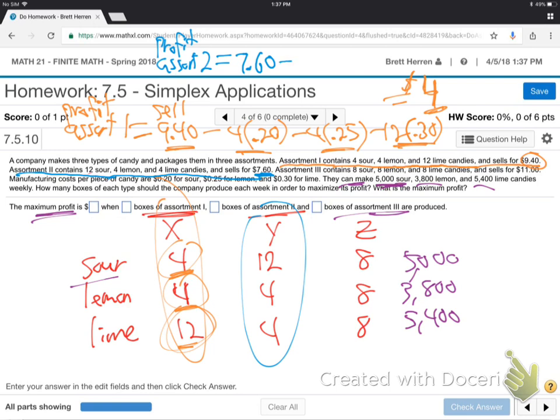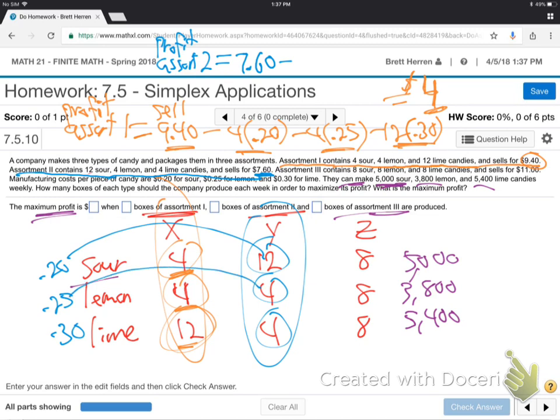What goes in assortment number 2? 12, 4, and 4 of the various candies. Remember, the sours are 20, the lemons are 25, and the limes are 30 cents each. That's what it costs them to manufacture them. So you go 12 times 20, and you're subtracting these because this is cost, minus 4 times 25, minus 4 times 30.